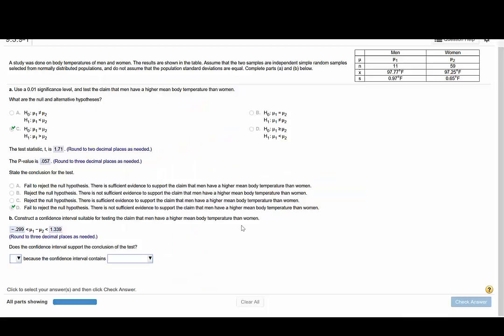Does the confidence interval support the conclusion of the test? That answer would be yes, because the confidence interval contains 0. Since that confidence interval contains 0, then it cannot be concluded that there is a difference between these population means.